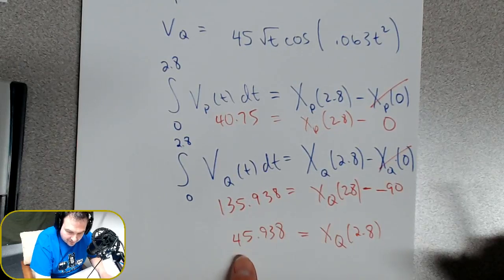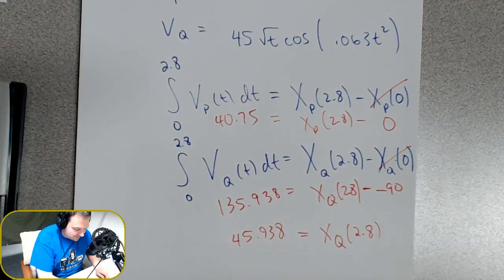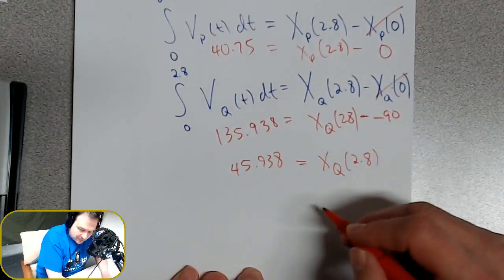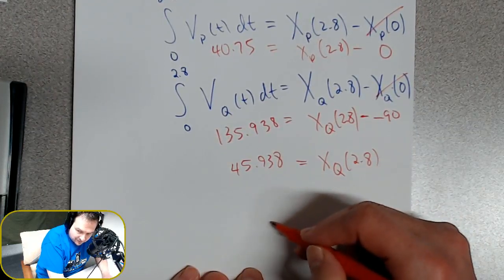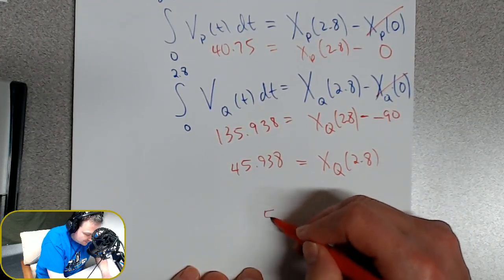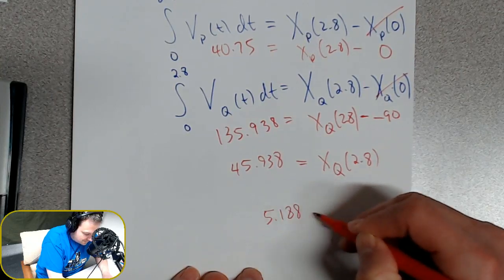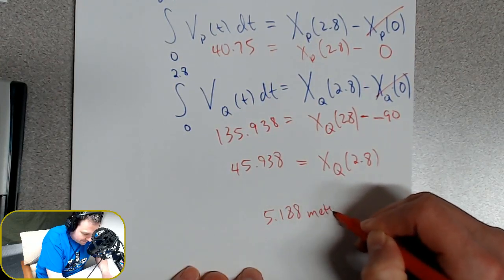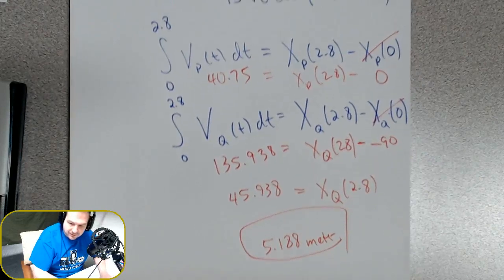Q is 45 point. Easy subtraction right there. And you get the difference. That's what the question is. The difference, they're approximately 5.188 meters apart. And there's the answer.